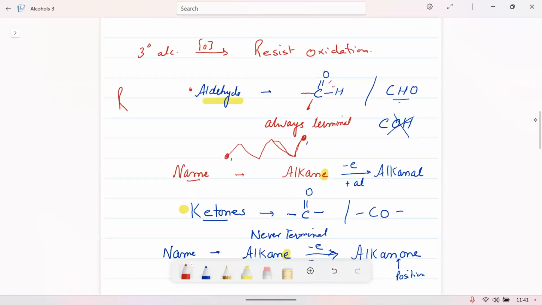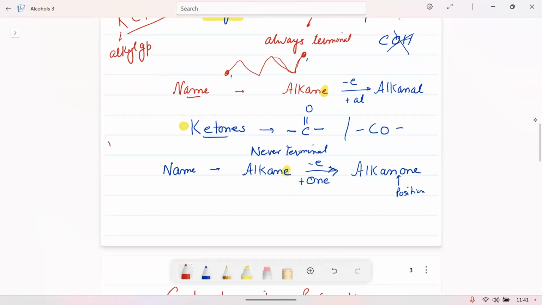Aldehydes are represented as RCHO. That means R represents the alkyl group. How many carbon atoms are there? And this is a functional group. The ketones are represented as R, C double bond O, and R dash. That means on both sides there is an alkyl group, R and R dash, which we have written. That means on this side, they may be the same or different.